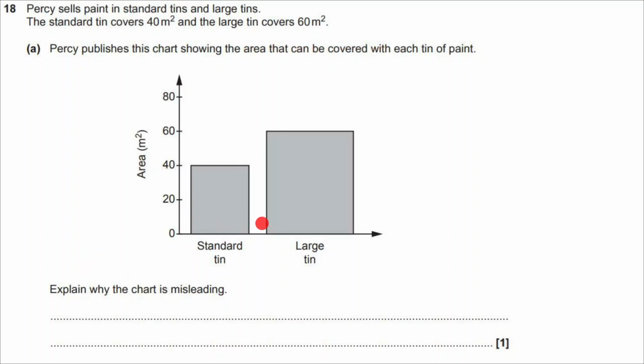Well, I don't know why they made the large tin have a bigger width of the bar. So that is why it's misleading. So the width of the bars are not equal. Okay, and that should be it. Let's just check the mark scheme. Yeah, good, that's fine. Perfect.